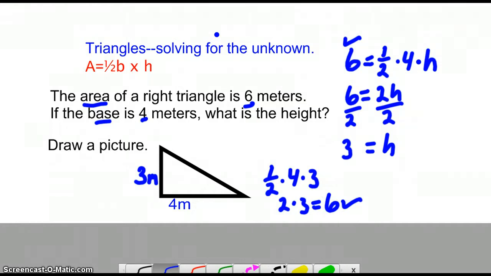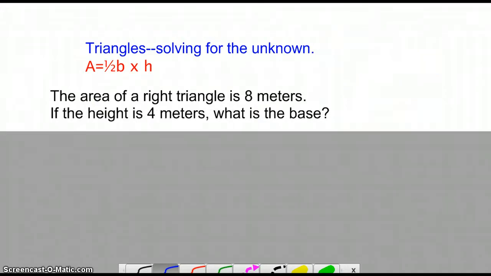Let's take a look at a second problem. Before I move on to the second problem, also what would be helpful is to draw a picture. Okay, so let's now move to a second problem. Here, the area of a right triangle is 8 meters. If the height is 4 meters, what is the base?